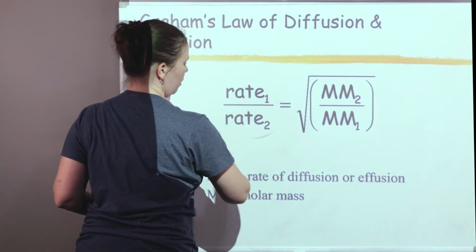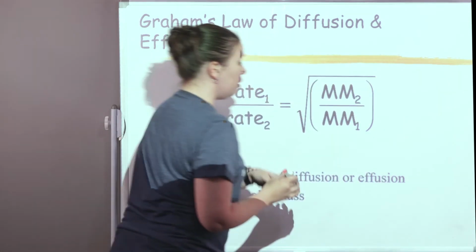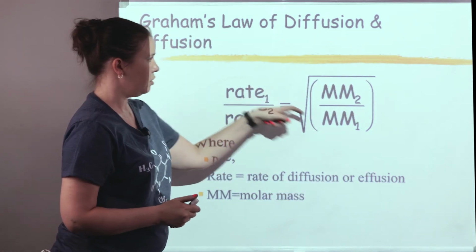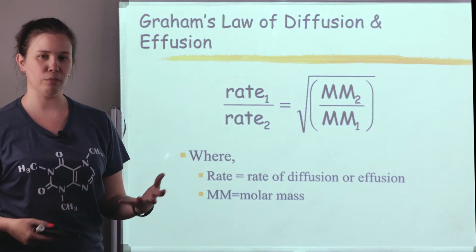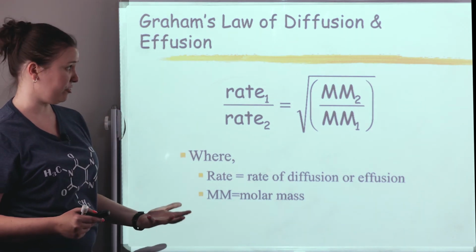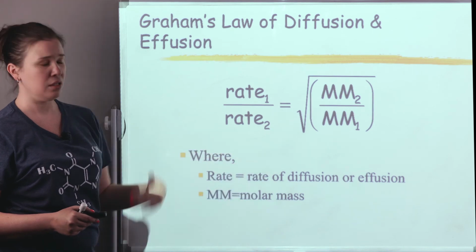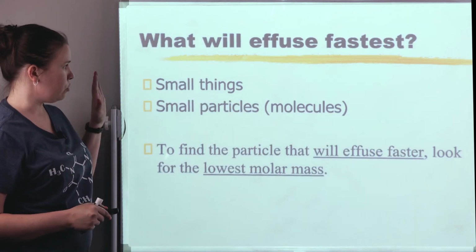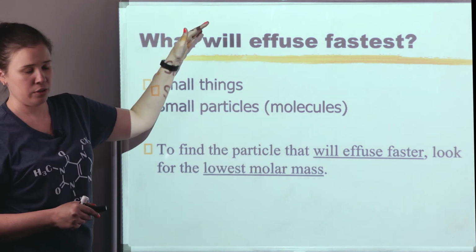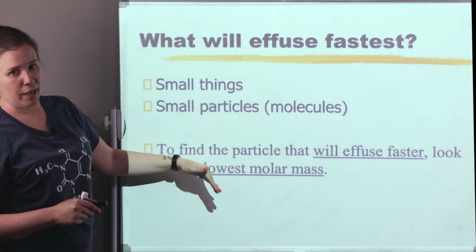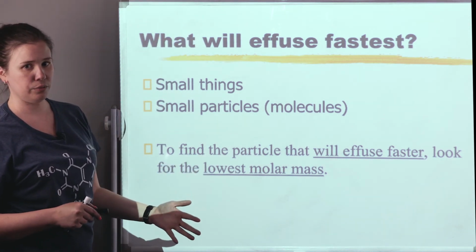Just be careful that whatever you want the rate of, as compared to something else, that molar mass goes to the bottom, because the relationship between rate and molar mass is inversed. If I have a higher molar mass, it moves slower. So small particles will have the fastest effusion rate. So we're looking for low molar mass to be the faster particle.